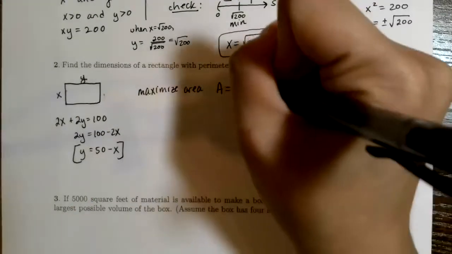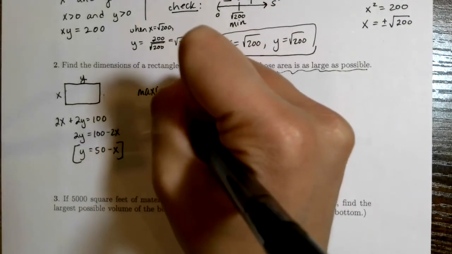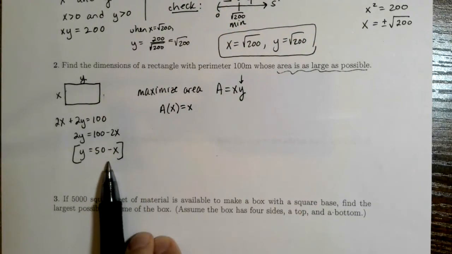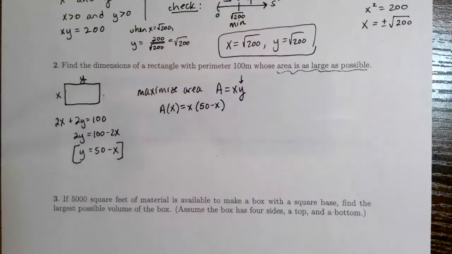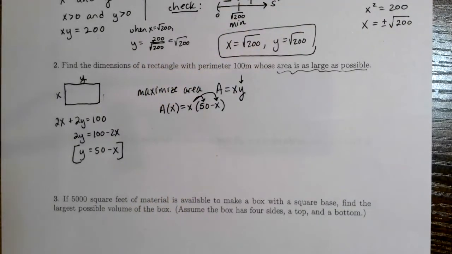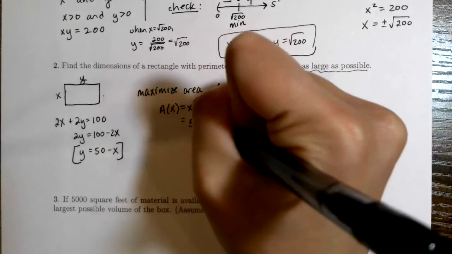So this is what I'm going to plug in for Y right here. So that area becomes a function of only X. So I have A of X equals X times, and now instead of Y, I'm going to put 50 minus X. Because I'm about to take the derivative of this function, I'm going to save myself some trouble and just distribute this X in so that I can avoid using the product rule. This isn't a mandatory step, but it does make the derivative part easier. So that's 50X minus X.